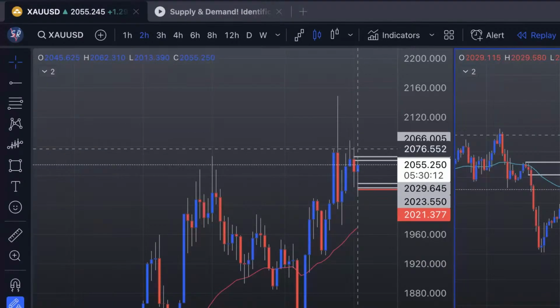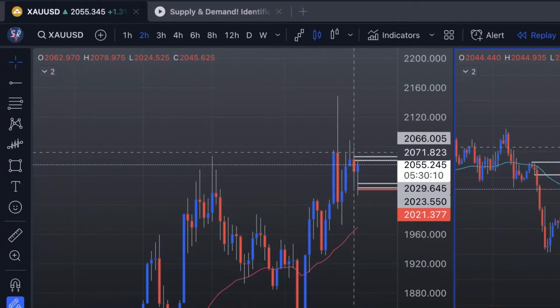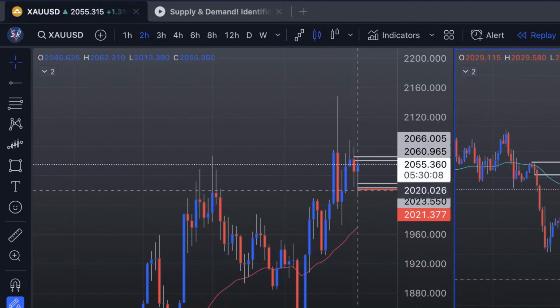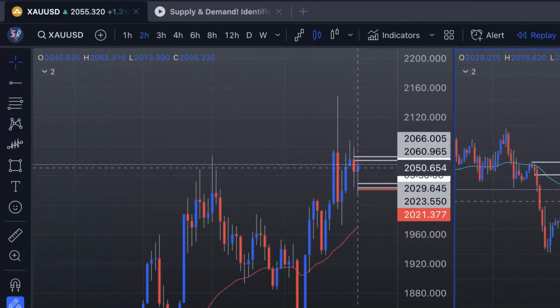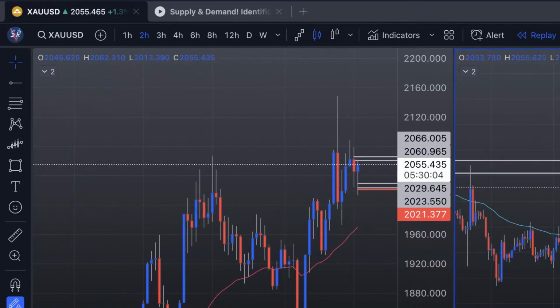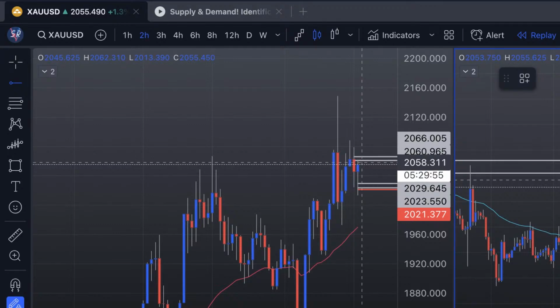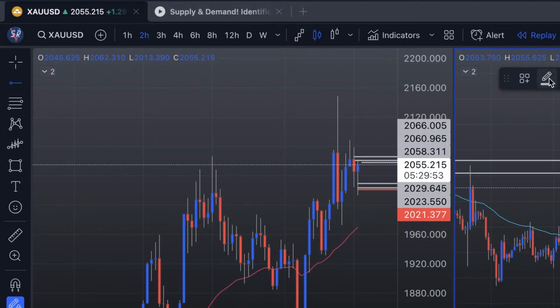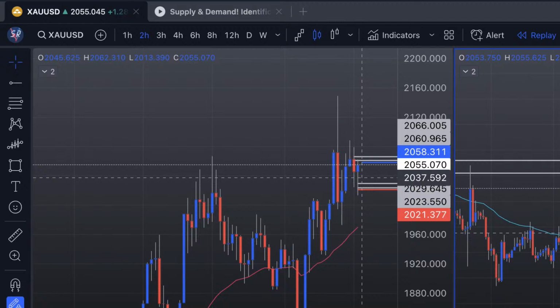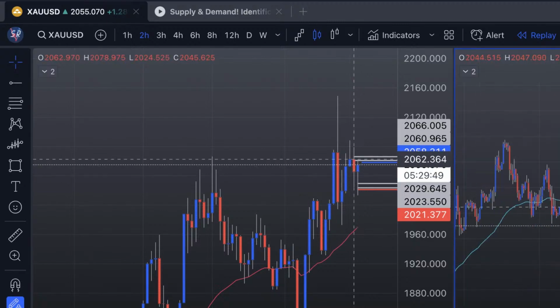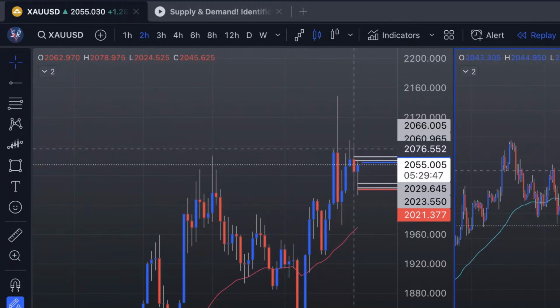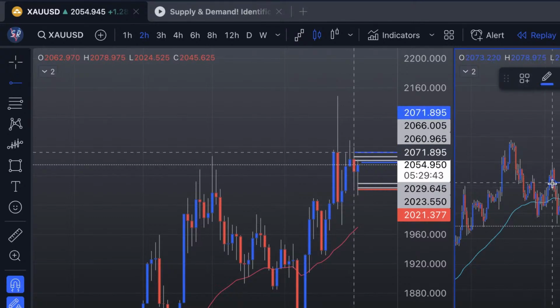So I'd probably have my first target at 2 or 3 to 1. If this were my trade, I would take my first target somewhere here, even though this is an old supply zone, about 2 to 3 to 1. Color code that blue for a target. And then, I don't know, if I wanted to have a second target, maybe I'd shoot for more supply up here.